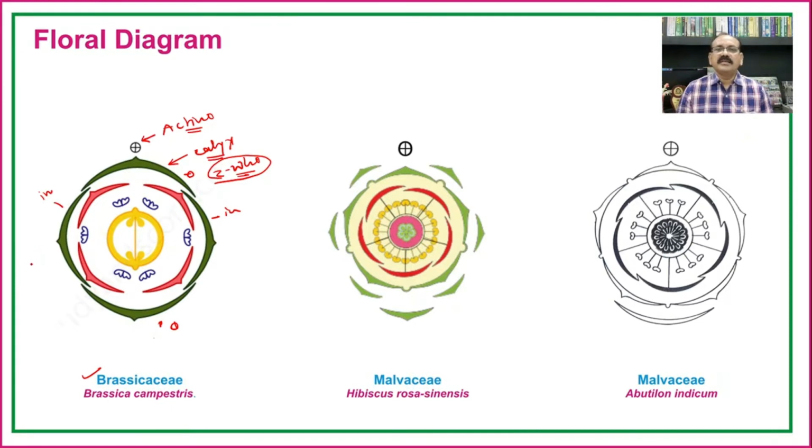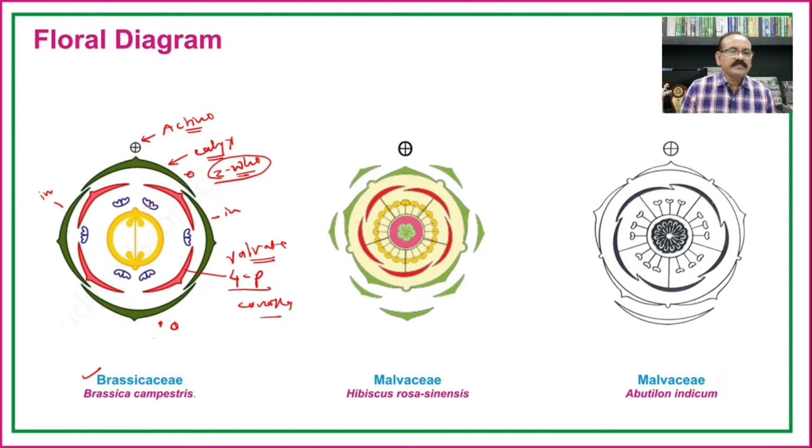Again there are four petals, that is the corolla, and in this all the petals are present away from each other without any overlapping, and such type of aestivation is known as valvate type of aestivation.